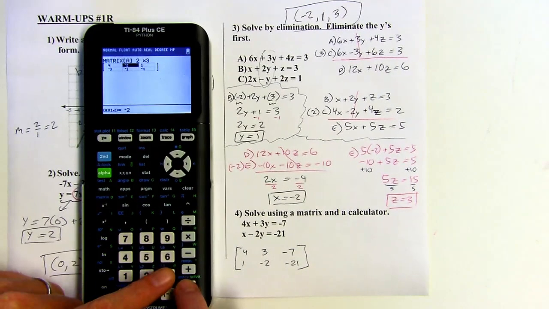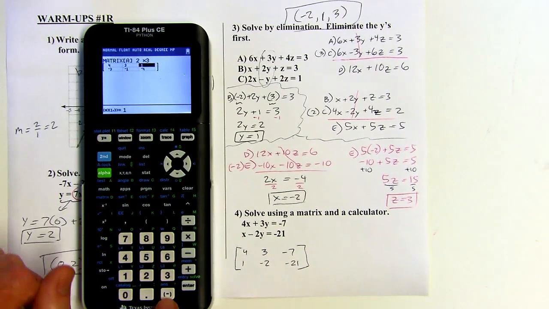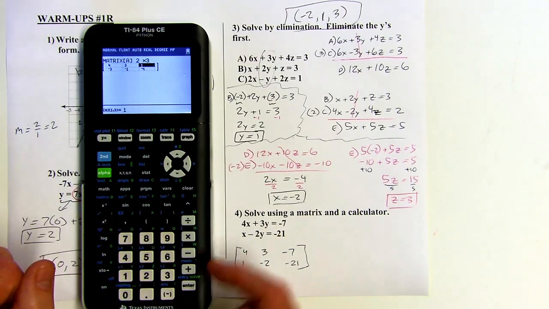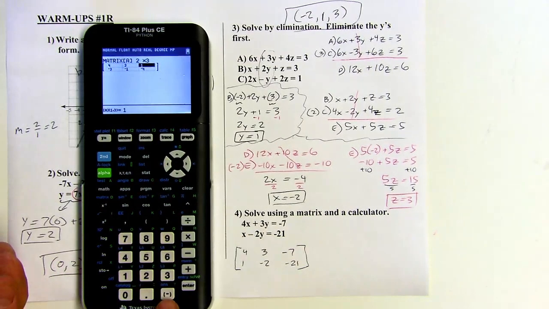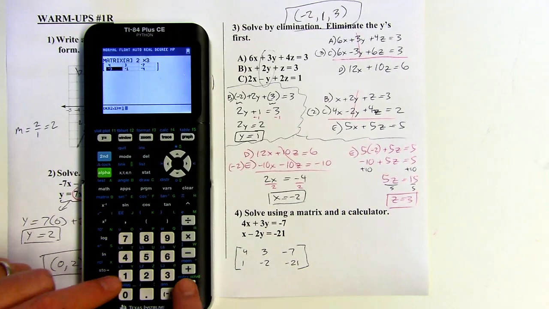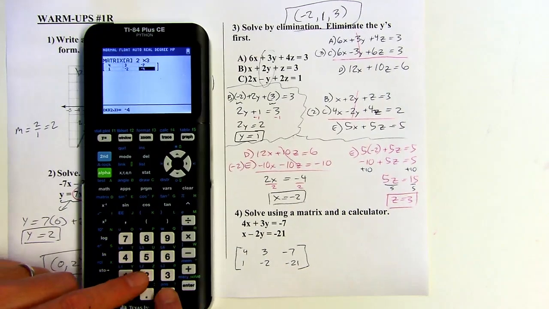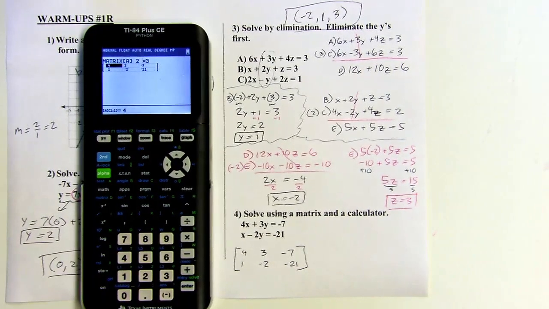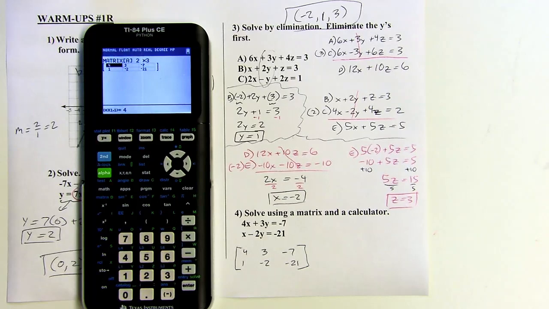After everything I hit, I'm going to hit enter, 3 enter, and then when you hit negative 7, make sure you use this negative button, not the minus button. So the negative in parentheses, because we're not subtracting anything. Okay, negative 7, 1, and then negative 2, and then negative 21. Okay, so I got it all in there. Okay, once you get it in there, I'm going to go back to the matrix menu again.